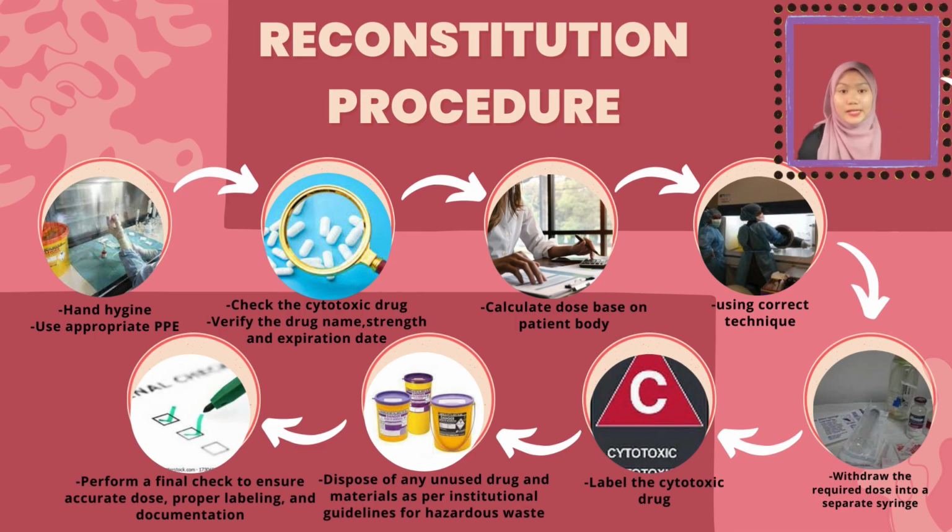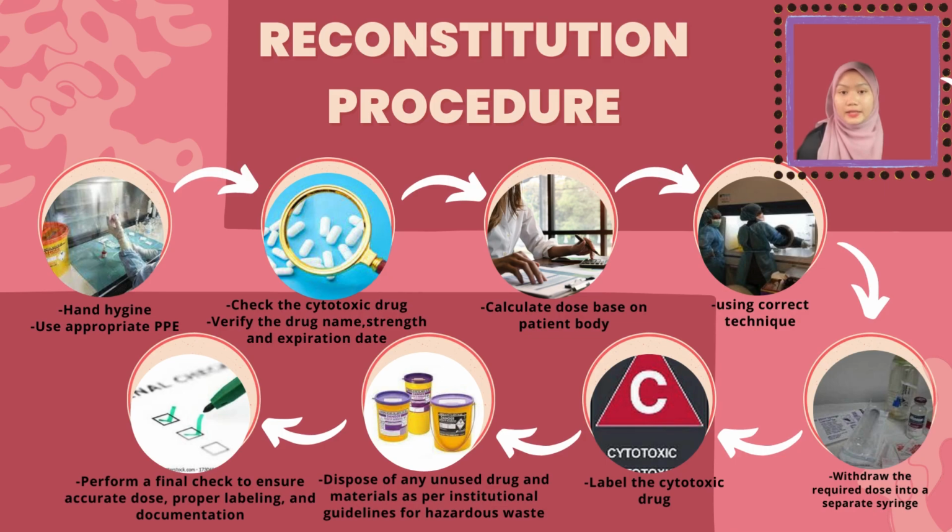Next is the reconstitution procedure for cytotoxic drugs. First, healthcare professionals must wear PPE and work in a controlled space such as a laminar flow hood or biological safety cabinet. Secondly, they check the drug for damage and confirm its details. Third, the necessary dose is then calculated based on the patient's needs. Fourth, the drug is prepared by injecting a clean liquid into its vial and gently swirling it.